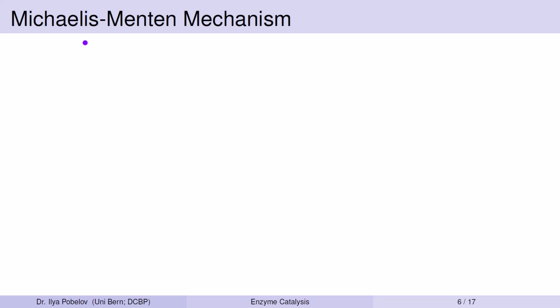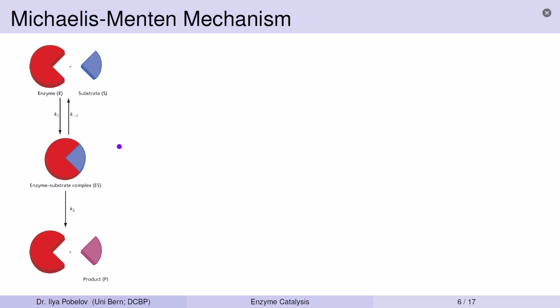The kinetic mechanism of enzyme catalysis is effectively described using the Michaelis-Menten mechanism. This model provides a quantitative framework to understand how enzymes facilitate chemical reactions. The Michaelis-Menten mechanism is visually represented in this figure and can be described by the following reaction scheme.